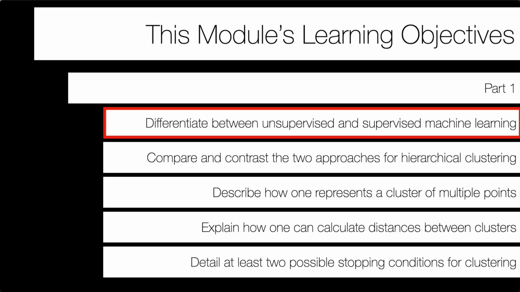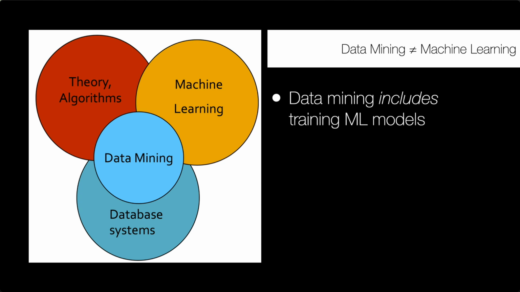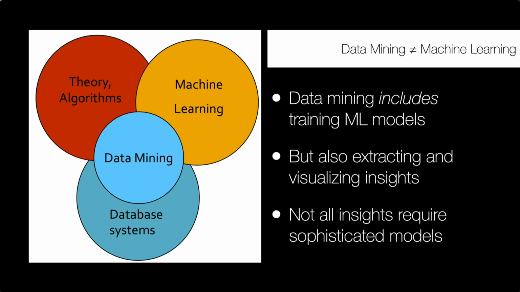So first, to differentiate between types of machine learning. We talked in the introduction that machine learning is separate from data mining. There is definitely overlap between data mining and machine learning, where data mining includes or applies machine learning to our problems, but data mining can be other things like extracting insights, which don't require sophisticated modeling, or doing visualization. But we didn't really talk about what is machine learning. We just said there's some overlap here. We talked about machine learning models, but what does that mean?